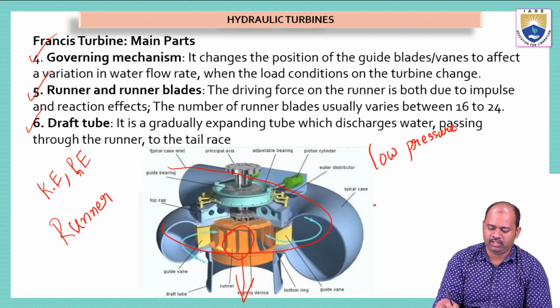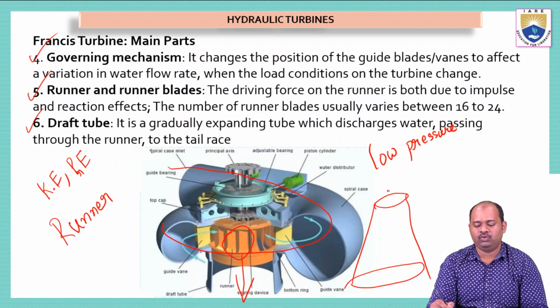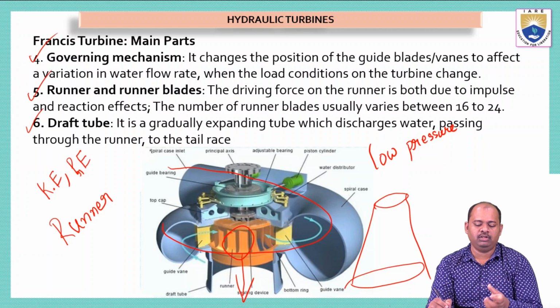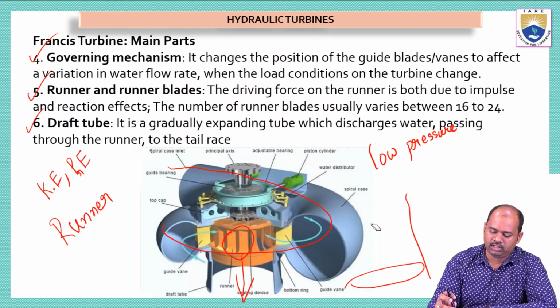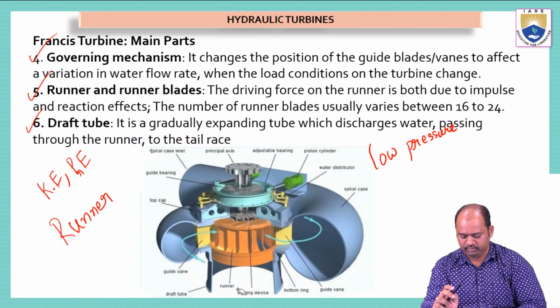This tube will have a circular cross section and it will be of increasing diameter. Now what happens? Due to the increasing cross-sectional area, the water can easily be removed from the turbine. So these are the main parts of the Francis turbine.